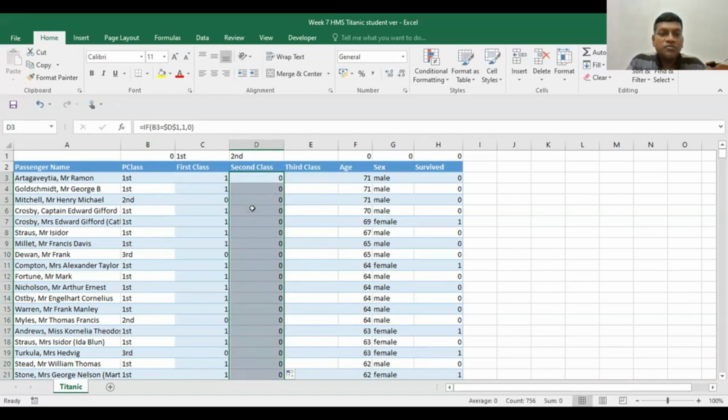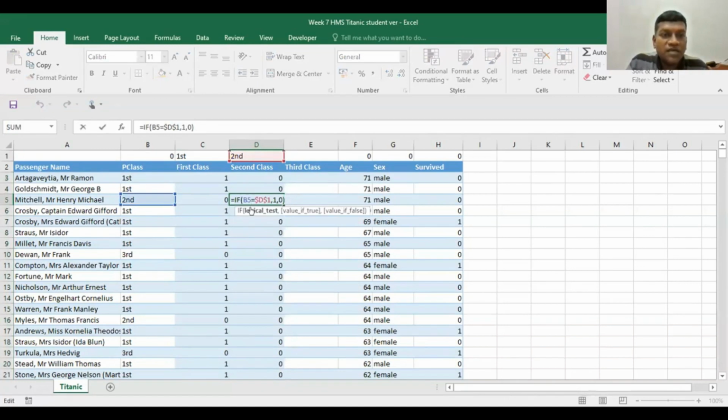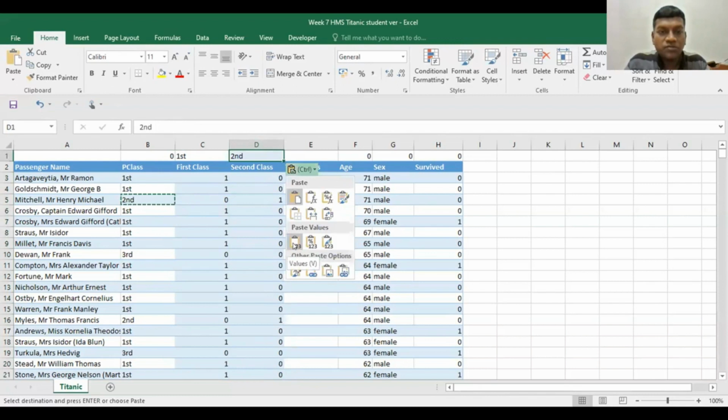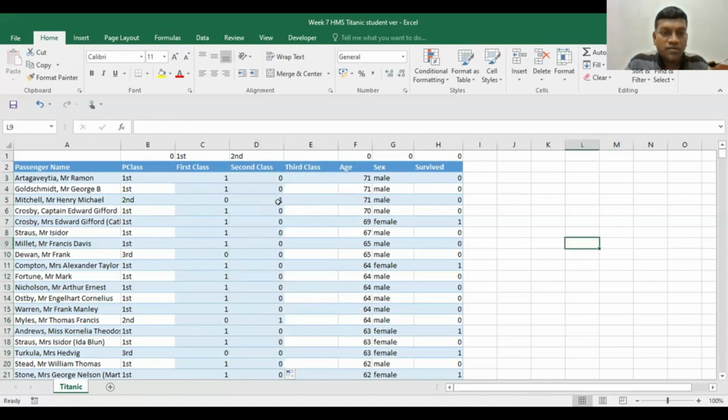Okay, so which means there's a problem here. This should have been 1. If second is equal to second, 1 and 0. Why is it not picking? So Control C, Control V, values. Okay, second.